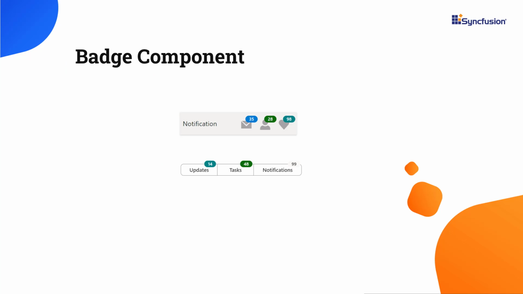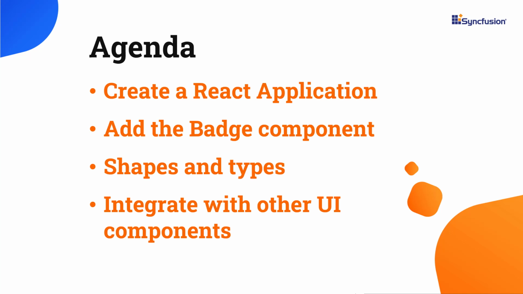The badge is a CSS-based component that indicates a status or notification in different shapes and sizes, and is often used in Messenger apps. In this video, you will see how to create a React app and add the badge component. You will see the different shapes and types of badges. I will also show you how to integrate the badge with other UI components.